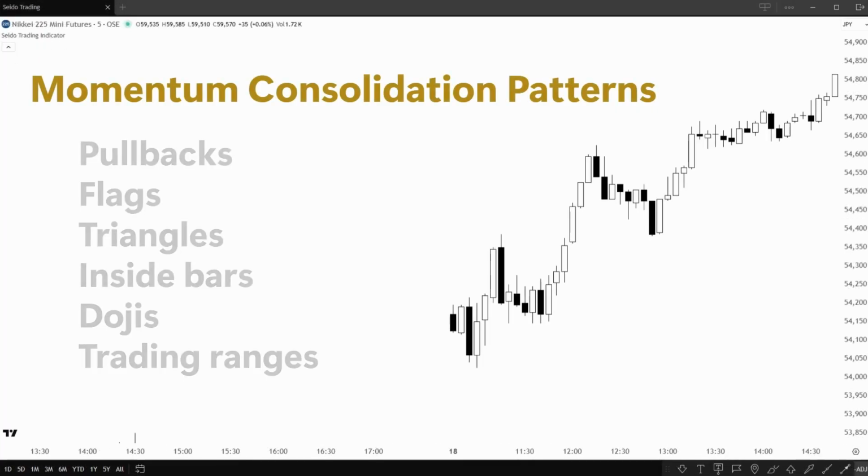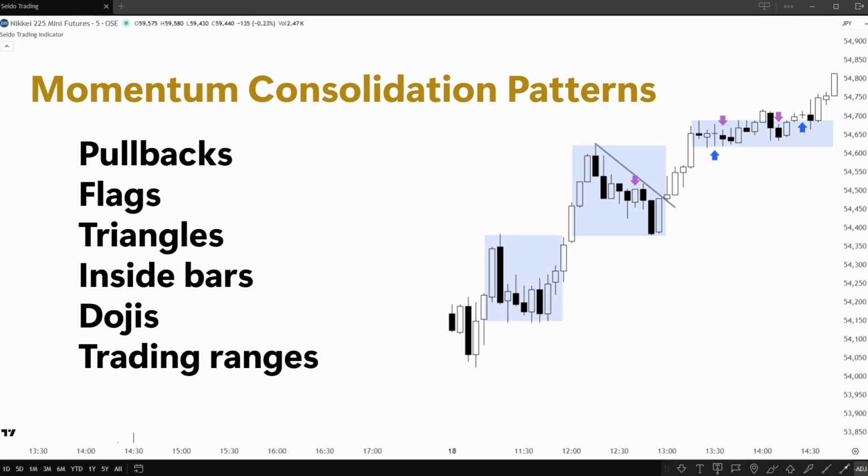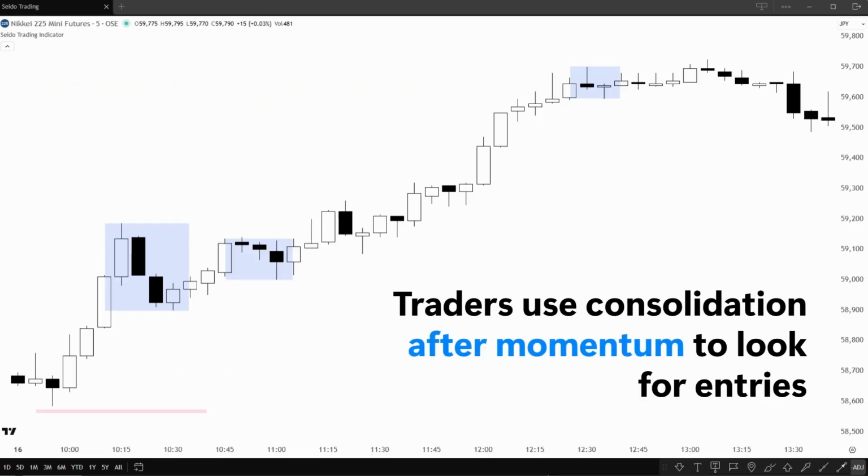Momentum-based consolidation patterns include what traders call pullbacks, flags, triangles, inside bars, dojis, and trading ranges. In the context of momentum-based consolidation, they should all be grouped together. Every type of consolidation pattern is a trading range. Any consolidation pattern is an opportunity for traders to enter with trend.